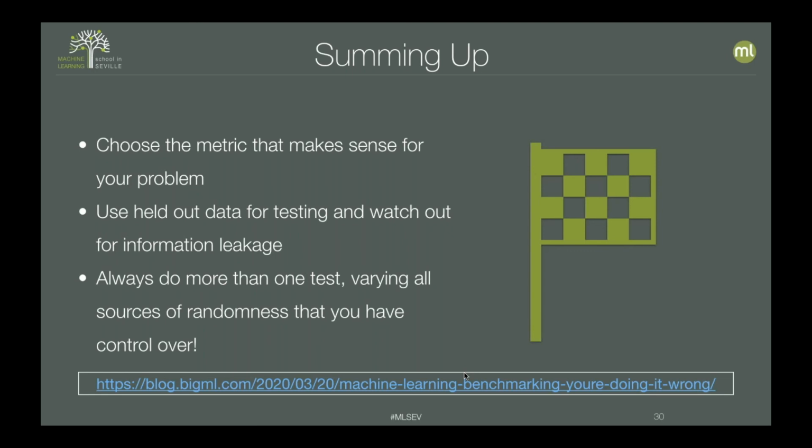So even if you hold out random values, you still might not be careful enough to separate your training and test data. Make sure that your points don't have information about one another, as they might if they're distributed in time, or if they're all generated by the same small set of processes. And then always do more than 1 test, varying all of the sources of randomness that you have control over, the random seeds of the algorithms, the random seeds of the dataset splits, and so on.